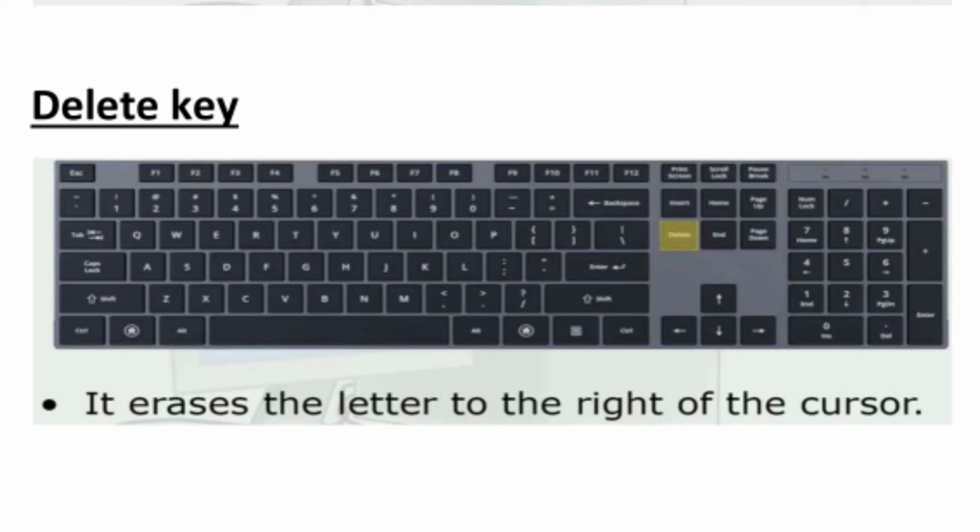Delete key. So delete key is also known as eraser key. It erases the letters to the right side of your cursor. You can see the picture of delete key on the screen. This is highlighted by the yellow color. There is one delete key on your keyboard.